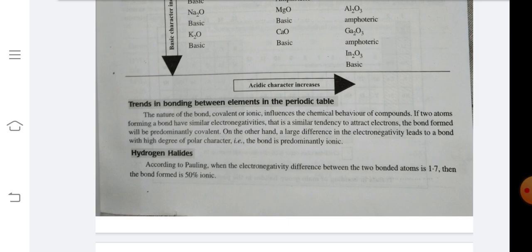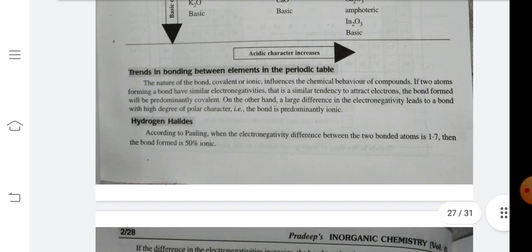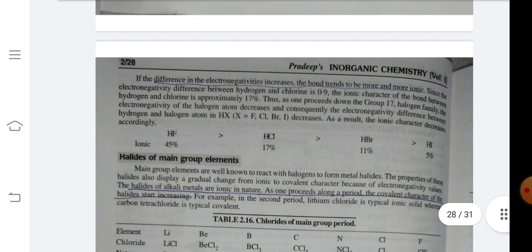On the other hand, a large difference in the electronegativity leads to a bond with a high degree of polar character. That is, the bond is predominantly ionic. Hydrogen halides. According to Pauling, when the electronegativity difference between the two bonded atoms is 1.7, then the bond formed is 50% ionic. If the difference in the electronegativity increases, the bond tends to be more and more ionic.